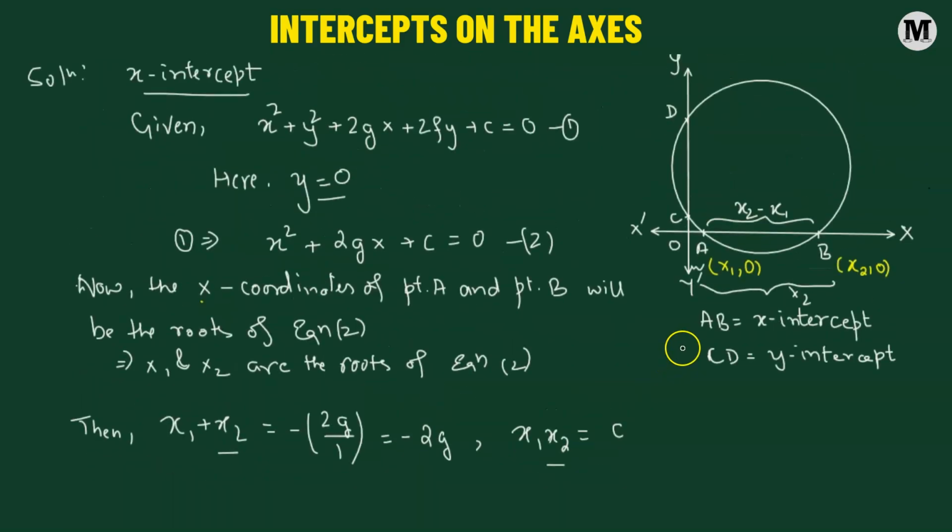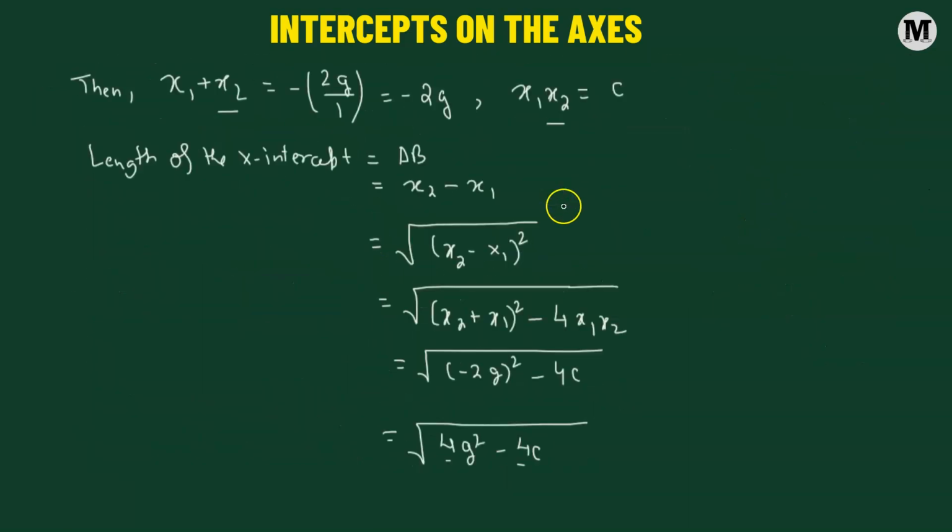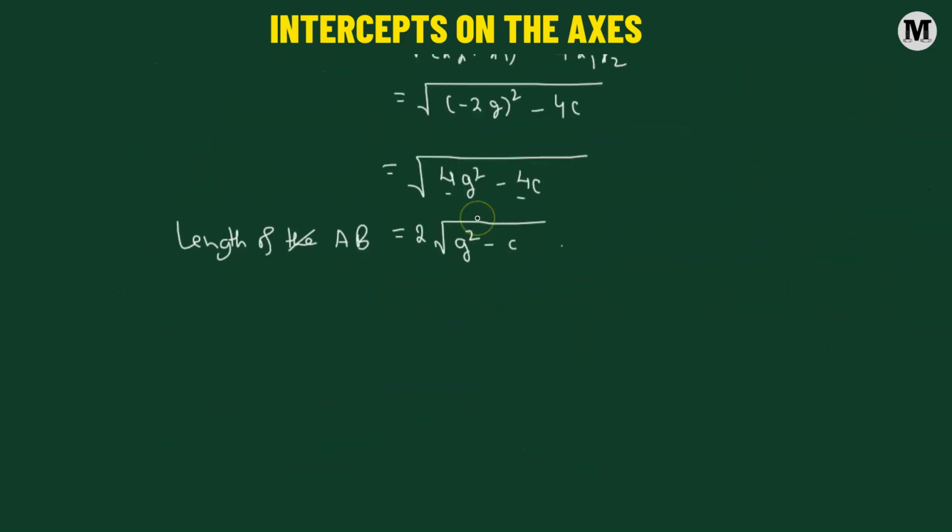So using similar logic, we can also find out the length of the y-intercept, which is nothing but y2 minus y1. Now we'll start with the original equation, and this time, since we're trying to find the y-intercept value, we will let x equal 0. So we'll get a quadratic equation in y, and we will suppose that the y coordinates of point C and point D are the roots of the quadratic equation. Once we find the sum of the roots and product of the roots, we can easily find the length of the y-intercept as well.